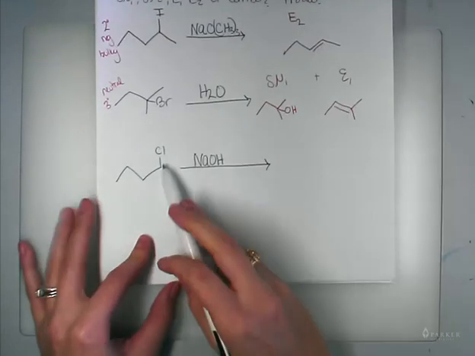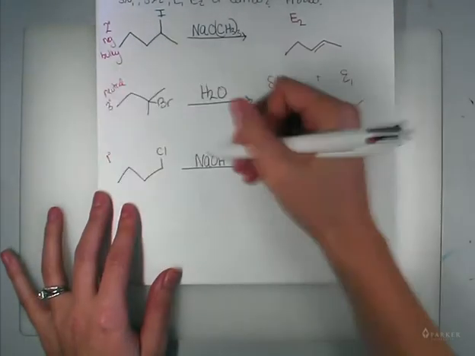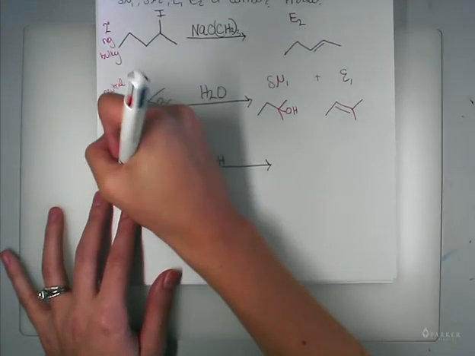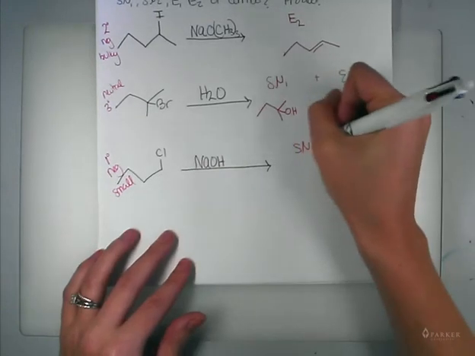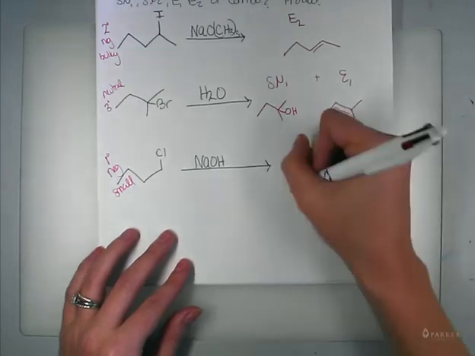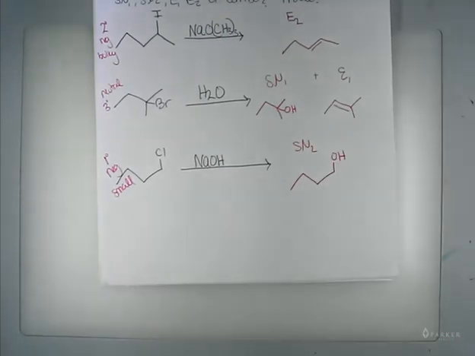What do I have on this one? Primary, secondary, tertiary? Primary. Negative base is smaller, bulky. Small. So what did you say? SN2. And what will I do with the SN2? OH, where? Where the chlorine is. Any questions on those?